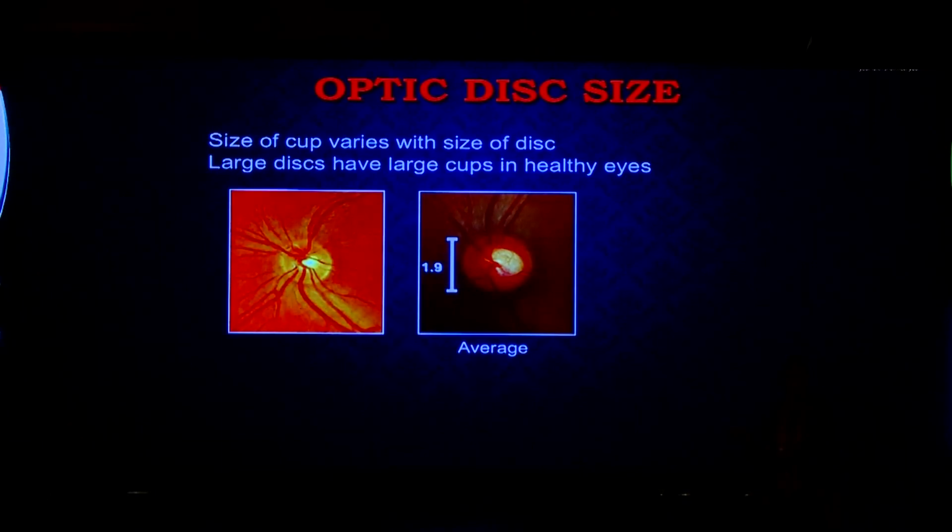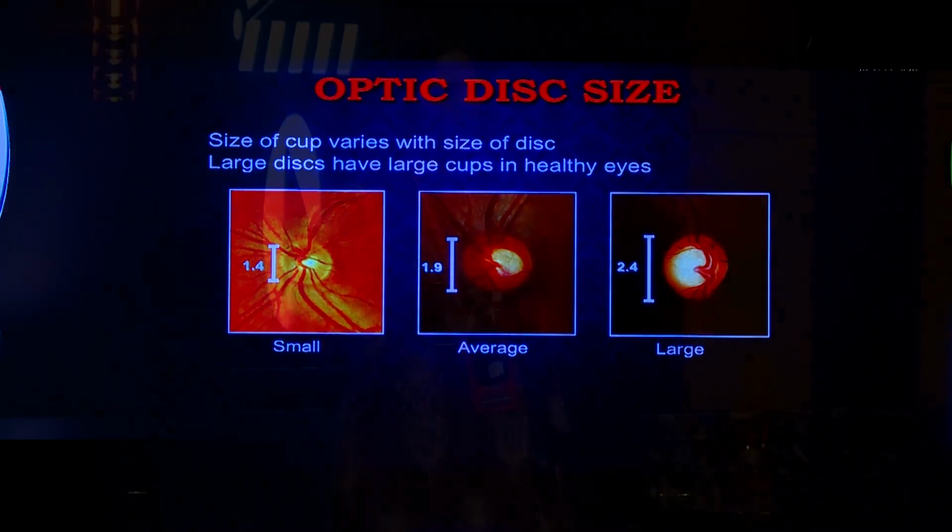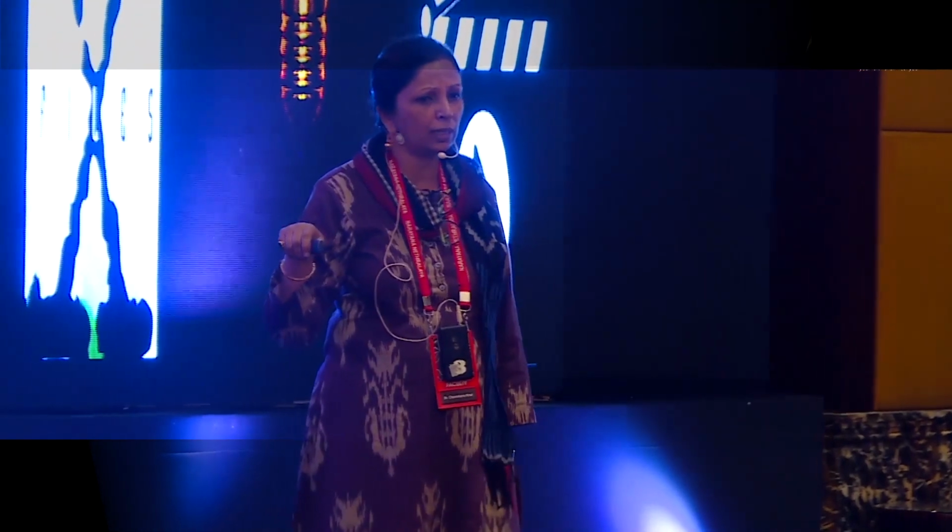So if you look at a disc like this, many of us would actually rule it out as not glaucoma, and it's more often that we overdiagnose glaucoma in larger discs because they have larger cups. So actually all three of these are glaucomatous, but it's easier to diagnose it in an average or larger size disc than it would be in a smaller disc.